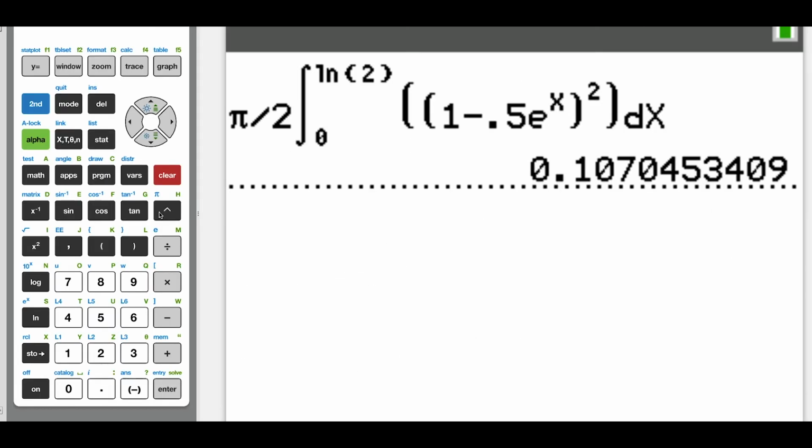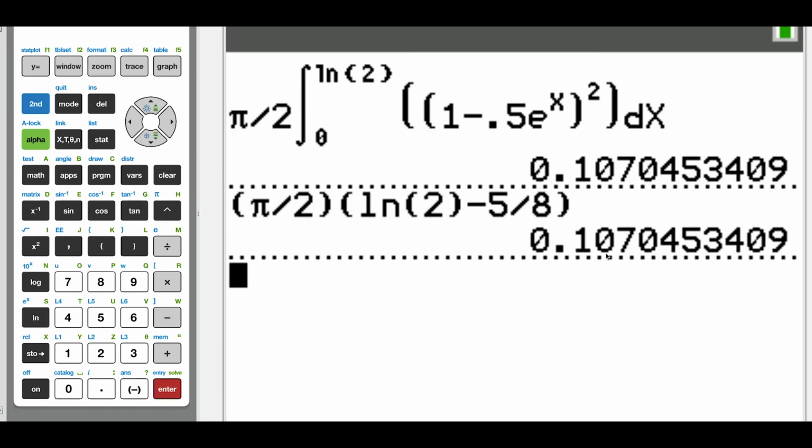Okay, so what we could do before we move on is we're going to take our answer we got from using the fundamental theorem, and we're going to compare it to our decimal answer from before. So we have pi over 2 times natural log of 2 minus 5 over 8. And if we did the calculus correctly by hand, our answers should match. And notice here that our answers do match up to all decimal places. So this confirms that we did this correctly.